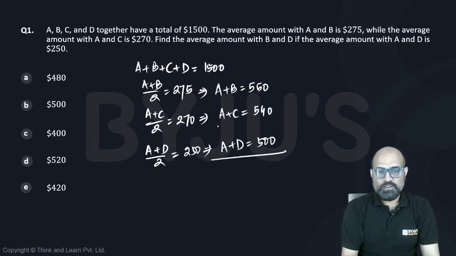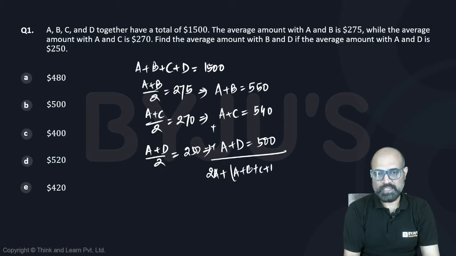Now, if we add all these three equations, we will get A plus B plus C plus D. So I'm going to rewrite this as 2A plus B plus C plus D so that I can replace A plus B plus C plus D with 1,500 straight away. This is going to be 1,590, out of which this is 1,500 already. So I'll get the value of A as 90 by 2, which will give us A as 45.